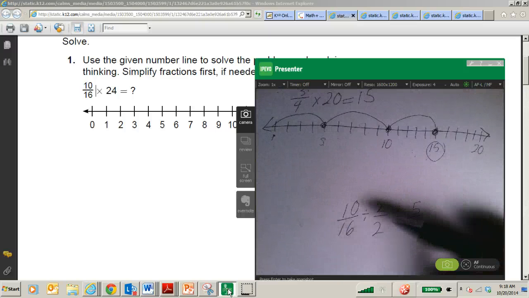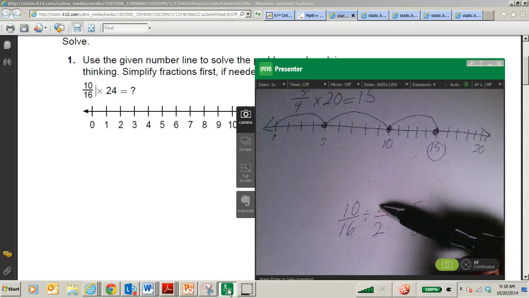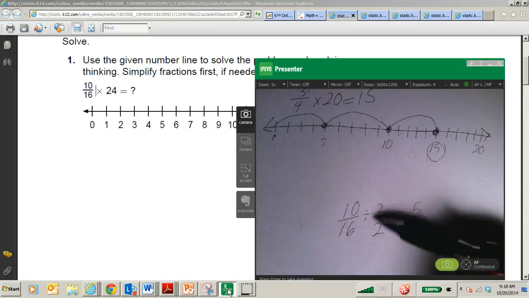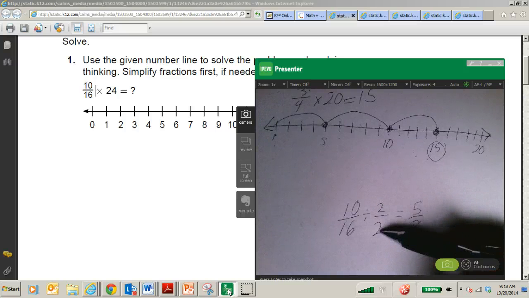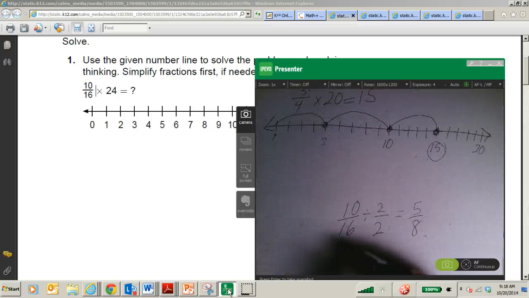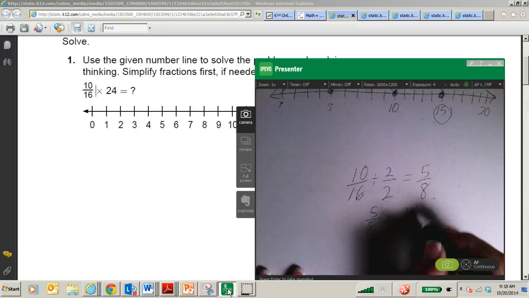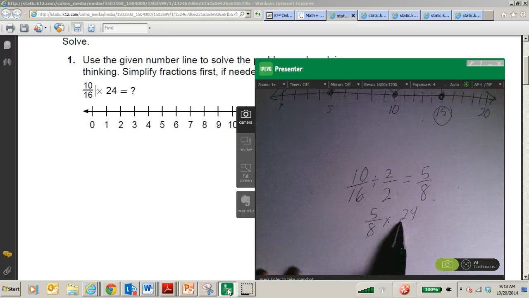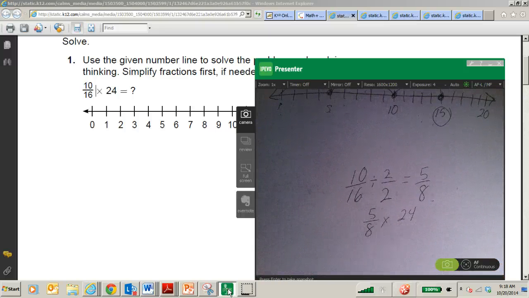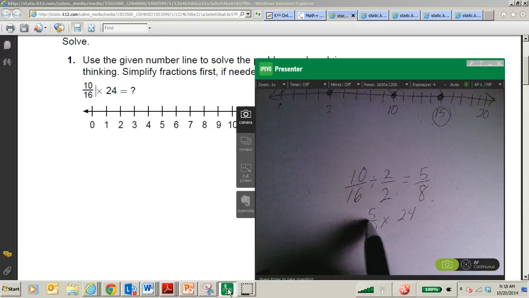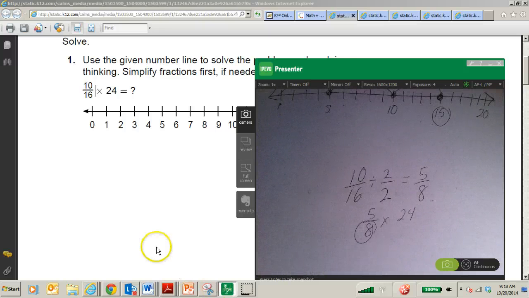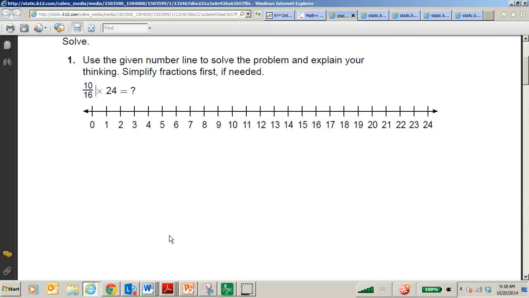And it's also important to remember that you can't just divide one number, like the numerator. You have to divide the numerator and the denominator by the same amount. So now we have 5/8 times 24. So if you drew a number line with 24 pieces like they did, and you divided it into 8 equal pieces, and then hop 5 of those 8, where would you land?